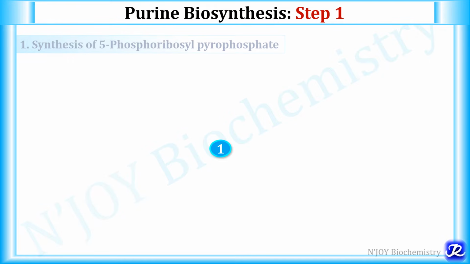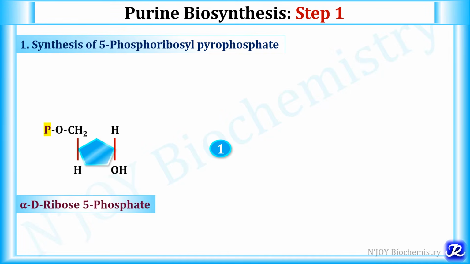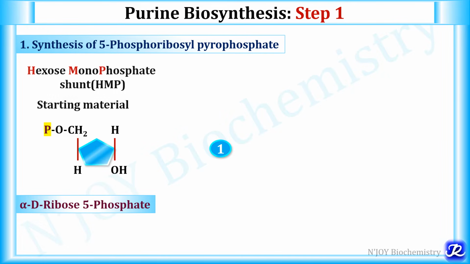So the first step was synthesis of phosphoribosyl pyrophosphate, that is PRPP, and the starting material was ribose 5-phosphate. This ribose 5-phosphate is the product of the HMP pathway. We get it from the HMP pathway, and it is the starting material for biosynthesis of purine nucleotides, because purines are built upon the pre-existing ribose 5-phosphate.